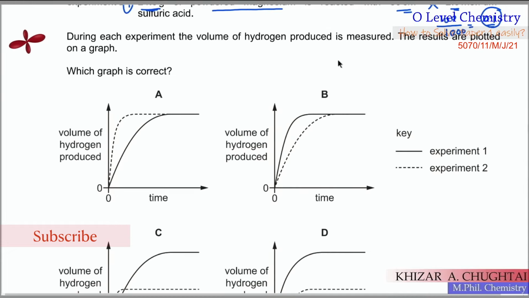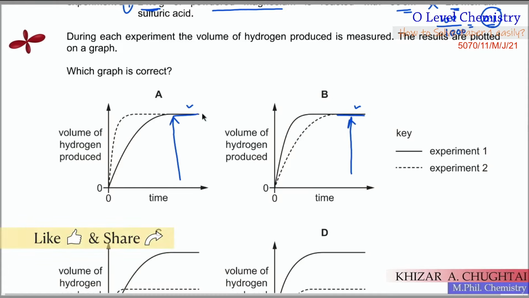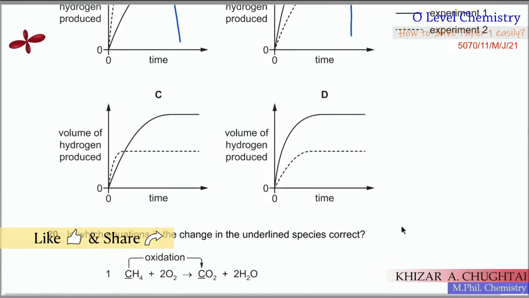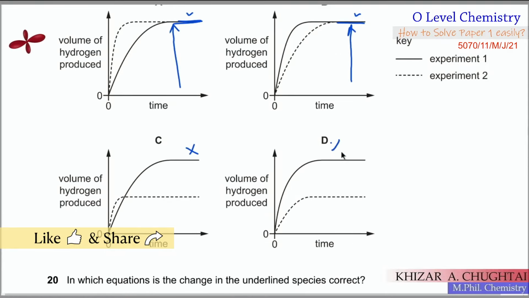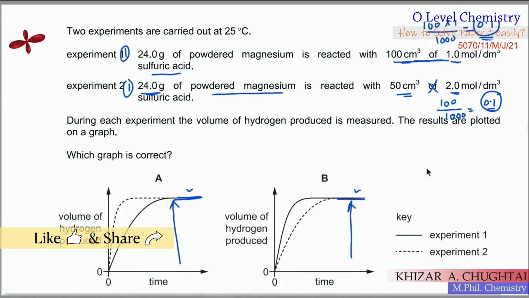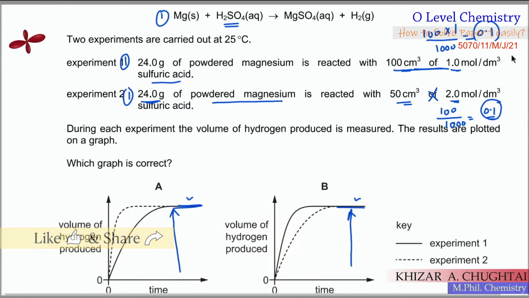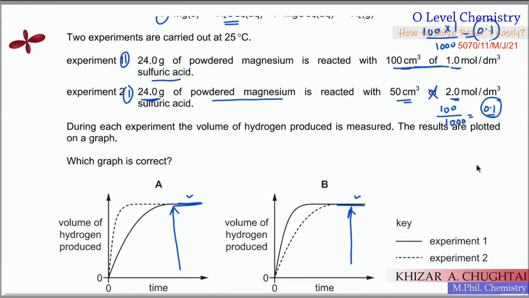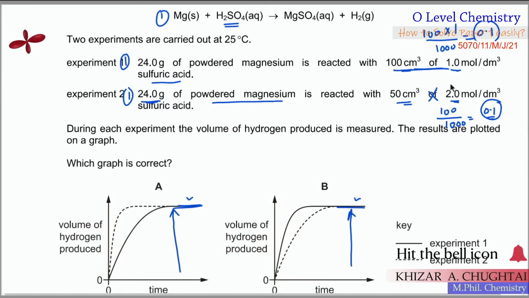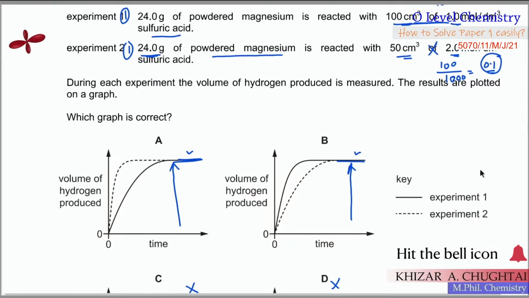So all these lines will be at the same vertical height. These flat portions, these horizontal lines, will be at the same level. So C and D are not correct, because in both experiments the limiting reactant has the same number of moles. Now, in which experiment should the reaction be faster? In the one where we are using the higher concentration in mole per dm cubed, that is the 2 mole one. So the second experiment is showing a higher speed of reaction. A is the correct option.